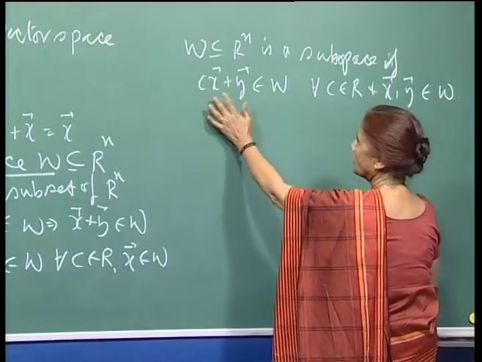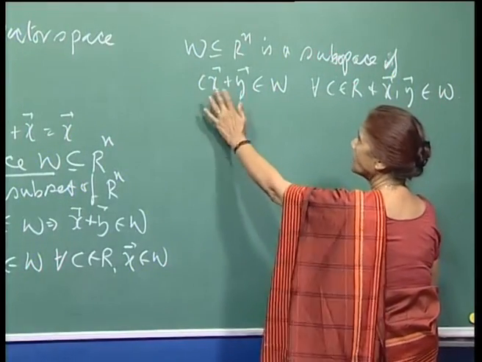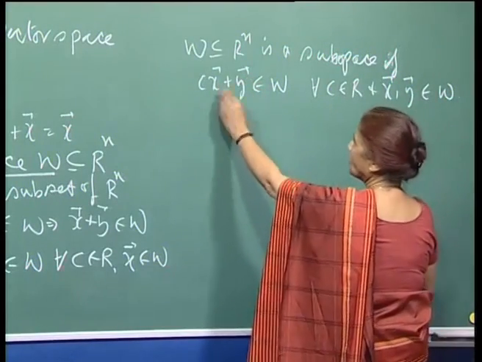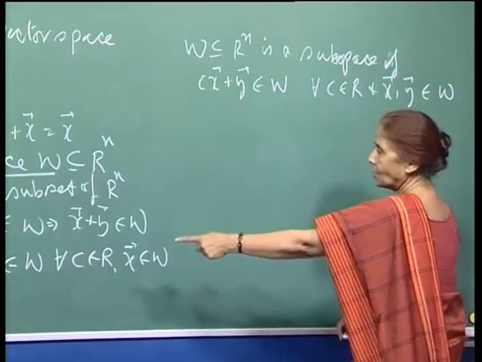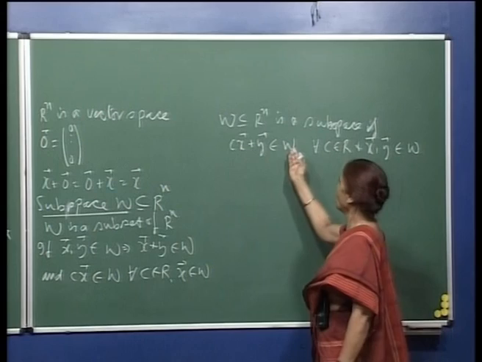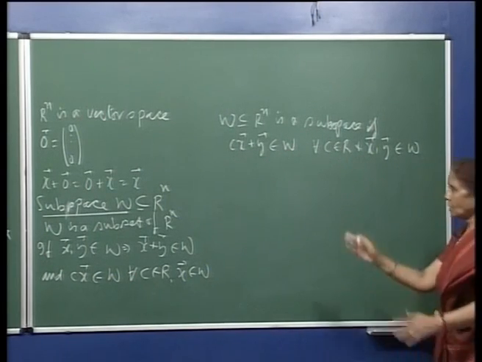So, this says that it is closed under vector addition and scalar multiplication, because I can put y as 0. If I put y as 0, then Cx belongs to W, that means scalar multiplication is satisfied, and if I put C as 1, then x plus y belongs to W for all x, y. So, this is the concept.